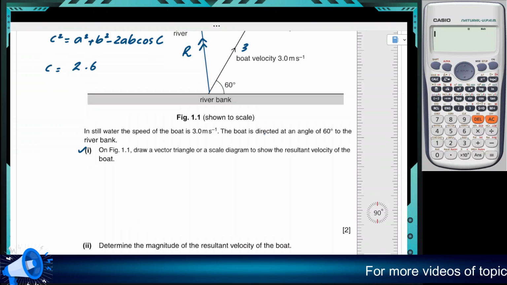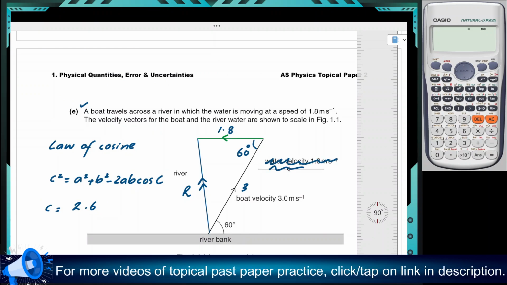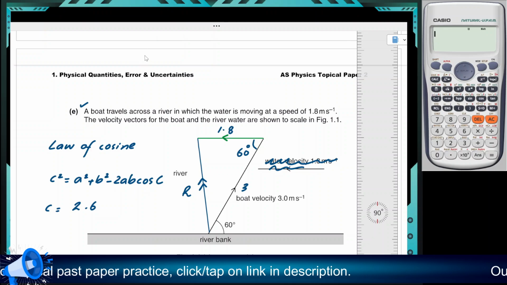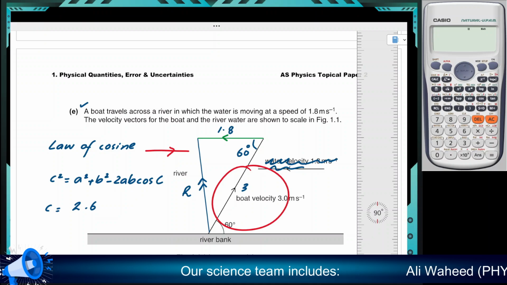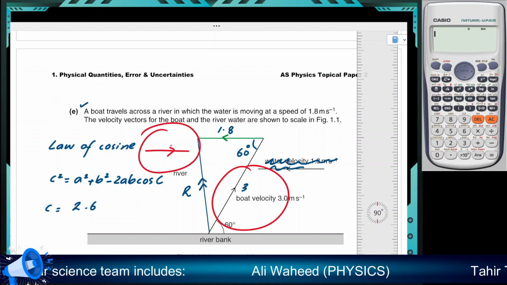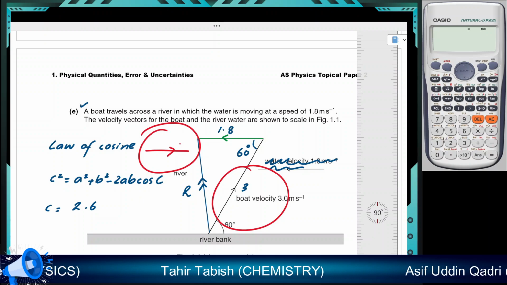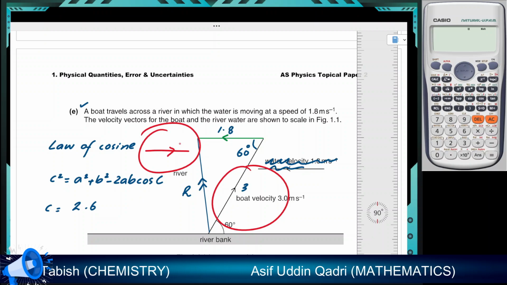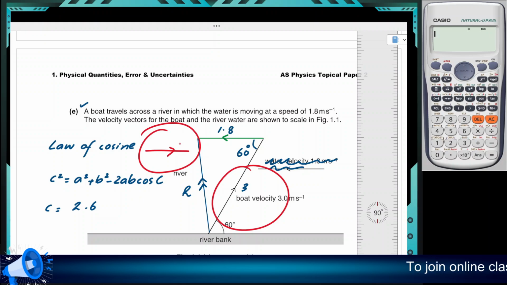And let me give you another example. Let's remove the water velocity from this side. Let's say the water velocity was towards the right side. So this is the boat velocity and the water velocity is also towards the right side. In that case, the water velocity would actually assist the boat and the resultant velocity of the boat would have been more than 3, because now it's going with the water, not against the water. It's now going in the direction of the water current.